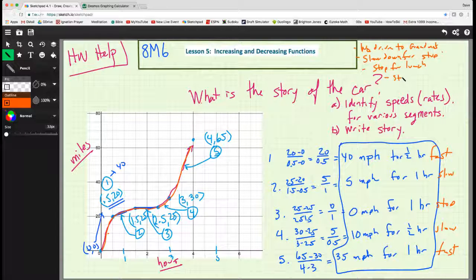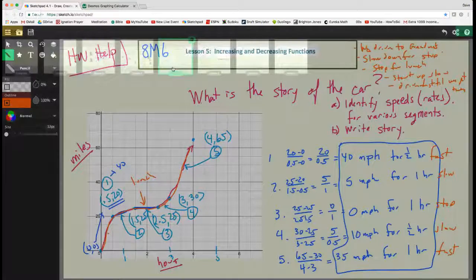We start up slow, and then we drive fast till we get there. And that's our story. Drive to Grandma, slow down for a stop. Here we're having lunch, and here we start up again, and then we drive fast on the rest of the way to Grandma's house.